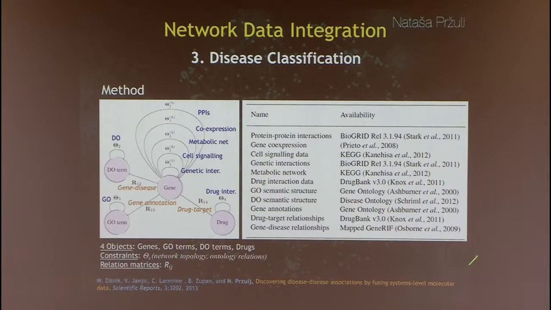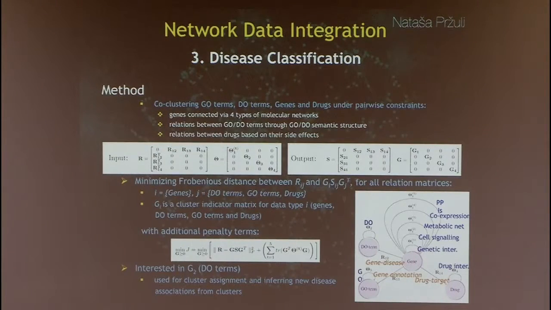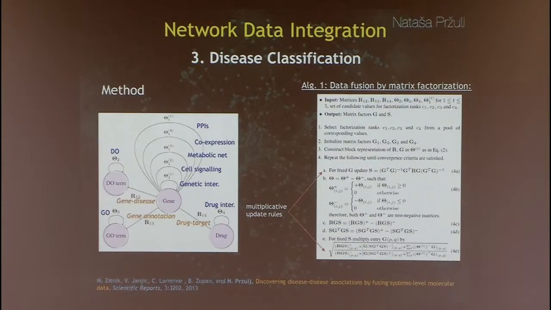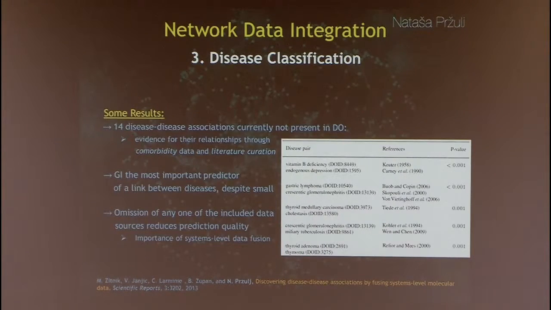You get all of this data from public databases, but now we use these block matrices. We put the data into block matrices, and then we do the same sort of optimization, again, multiplicative update rules, consensus matrix, and so forth. And I'm sorry, I'm almost running out of time. But some results: for example, we find 14 disease associations that are currently not present in disease ontology, for which we find evidence of their relationship through comorbidity data and literature curation.